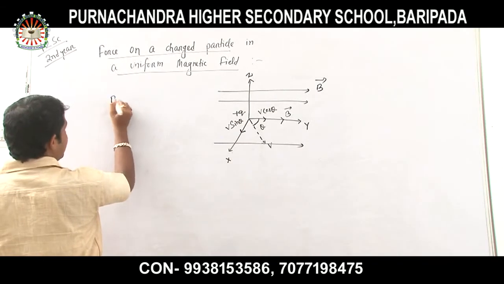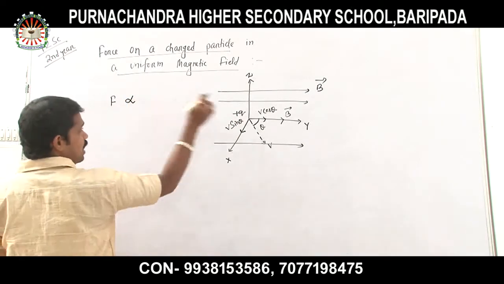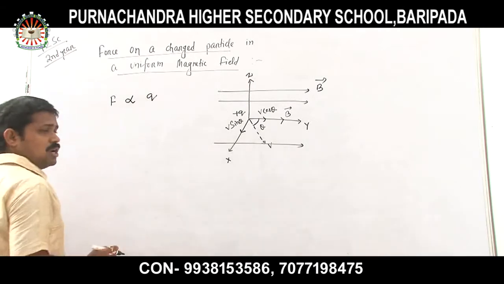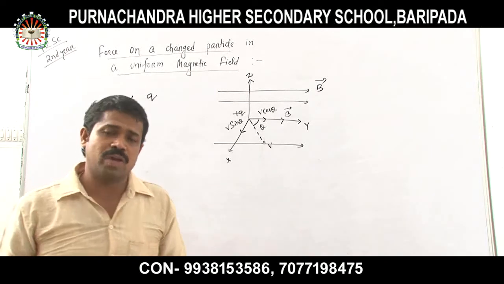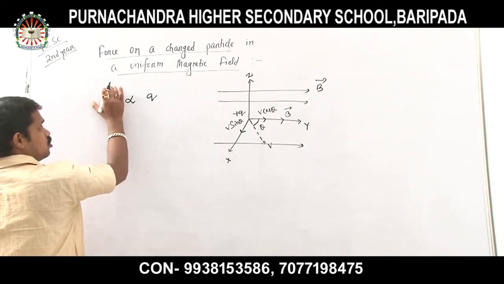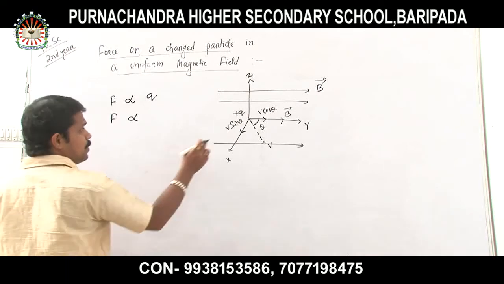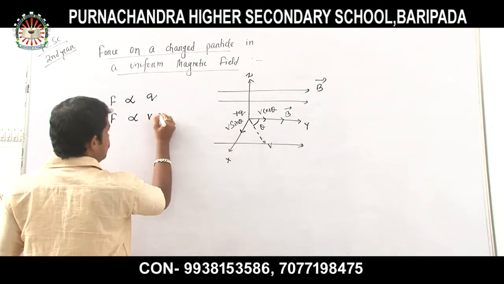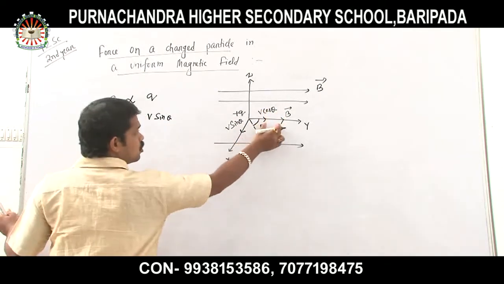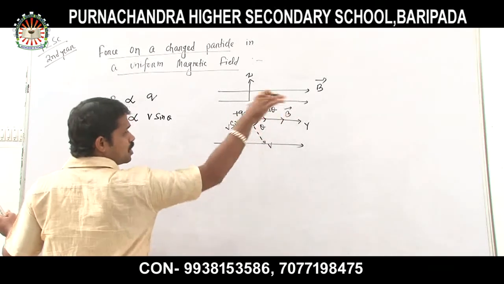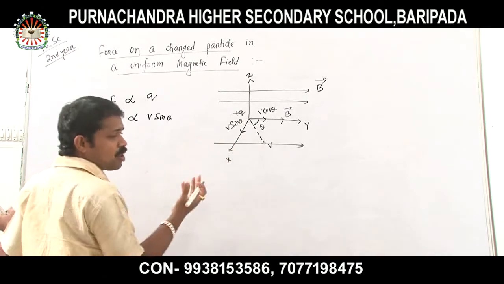The force applied on this charge plus q is proportional to the amount of charge, because, as we know from the previous discussion, the magnitude of the force depends upon the charge. Now the force is also proportional to the component v sin theta. Clear? The force will not depend upon v cos theta, because the magnetic field and the v cos theta component are in the same direction. That's why it has no effect on the production of force.